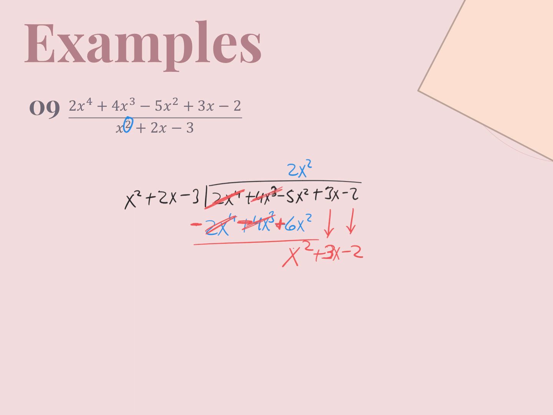But then you would do the same thing, right? What do you need to multiply x squared by to get an x squared? And it's really nothing, right? You can just multiply a 1. So I'm just going to do a plus 1 up here, and that's going to get me an x squared plus 2x minus 3. All right, but then you can subtract everything.